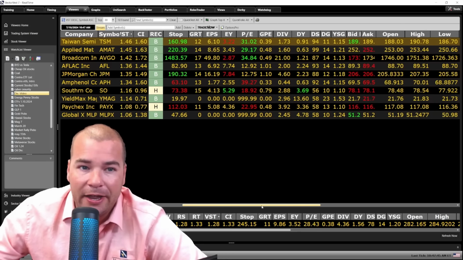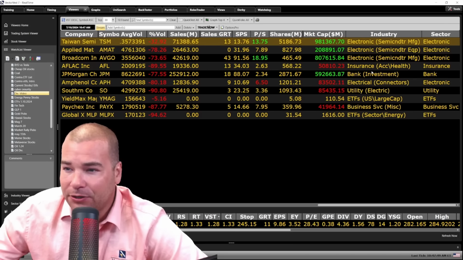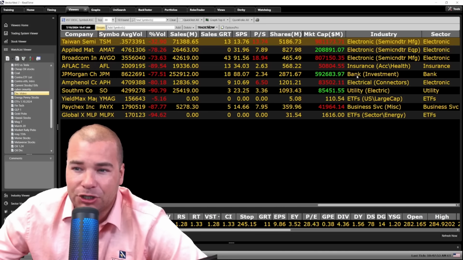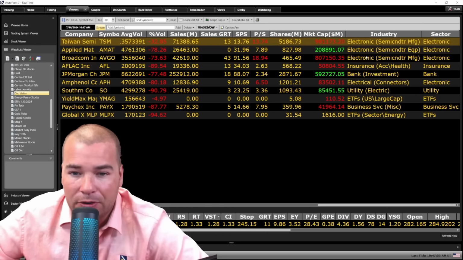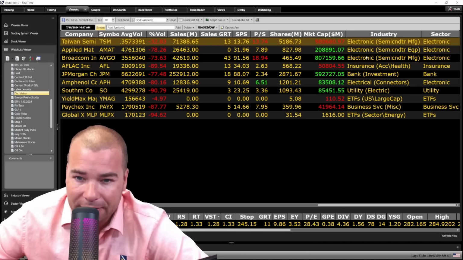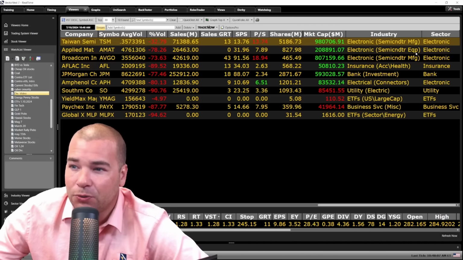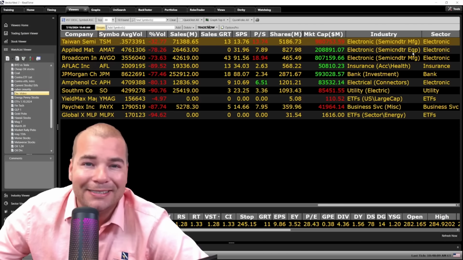Now, I will say at the top of the list, we are a little semiconductor heavy, but you can see diversification across the board here from utility to ETFs, insurance, bank. Now, in the article, if you're having 10 stocks, you don't want more than 2 stocks in a certain industry. But you can see here we've got 3 for semiconductor, but we are diversified as 2 of them are in the manufacturing and 1 is in the equipment.